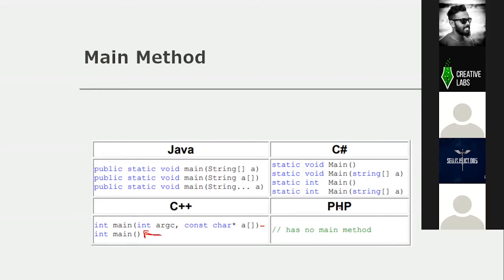But for PHP, there is no main method. If you run the code and execute it through a browser, it will work. So there is no need to mention a main method there. So that is the difference.